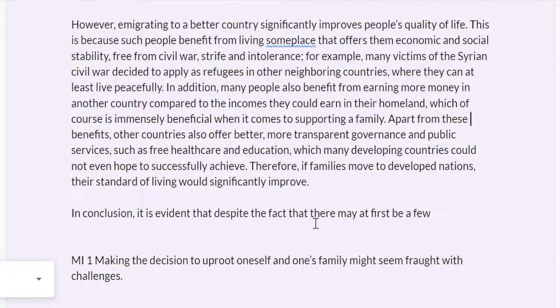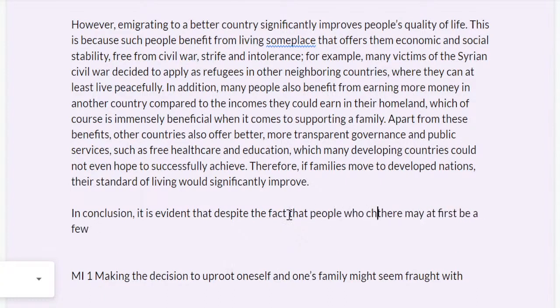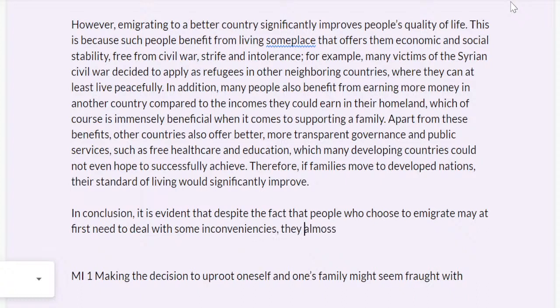Okay, despite the fact that people who choose to immigrate may at first need to deal with some inconveniences, they almost always, oh, I know there's something wrong here. They almost always end up benefiting in more ways than one, as we've shown. I know there's something wrong here.